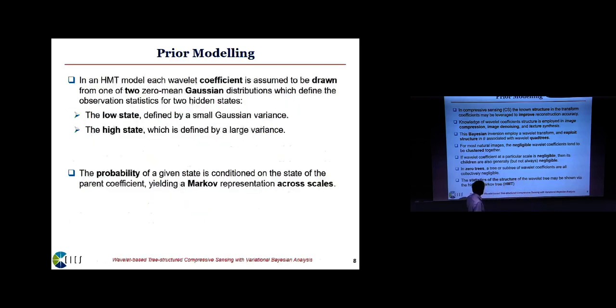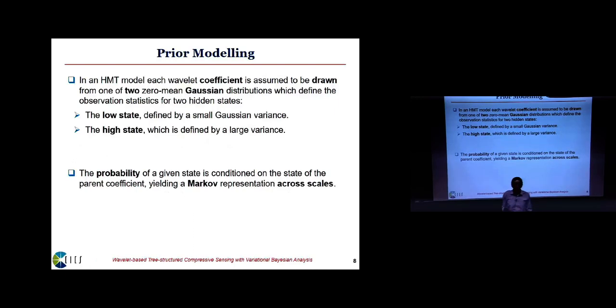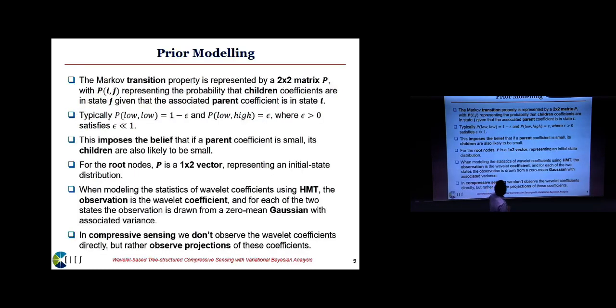In hidden Markov trees, we can say that, all right, we have two types of coefficients. One are negligible coefficients. The other type are the significant coefficients. We can draw the negligible coefficients from a Gaussian with a low variance, and we can draw the significant coefficients from a Gaussian with a larger variance. And to define this parent-child relationship, we can use a Markov representation across the scales.